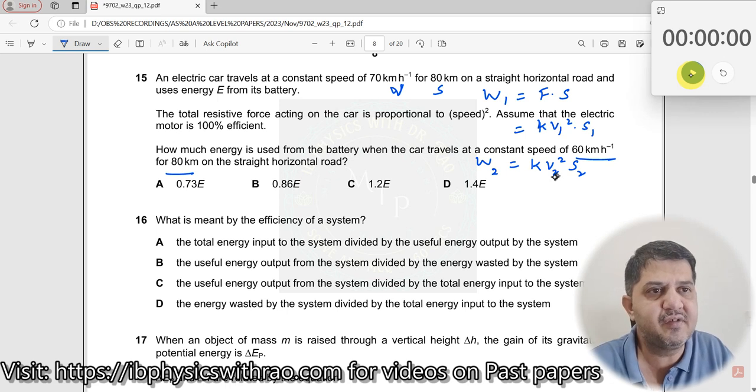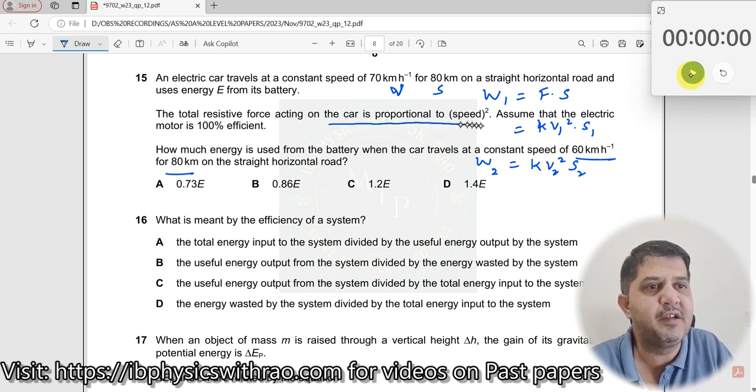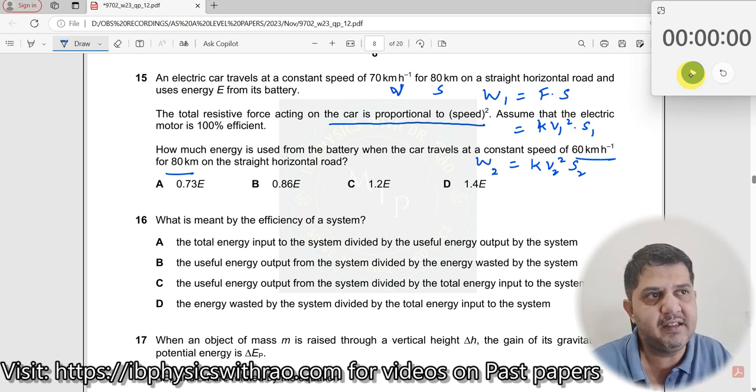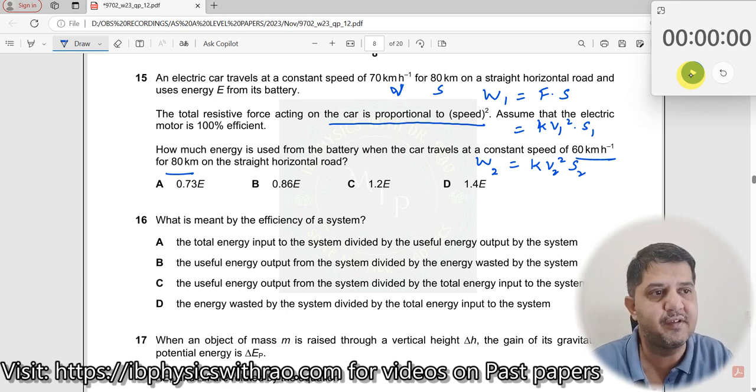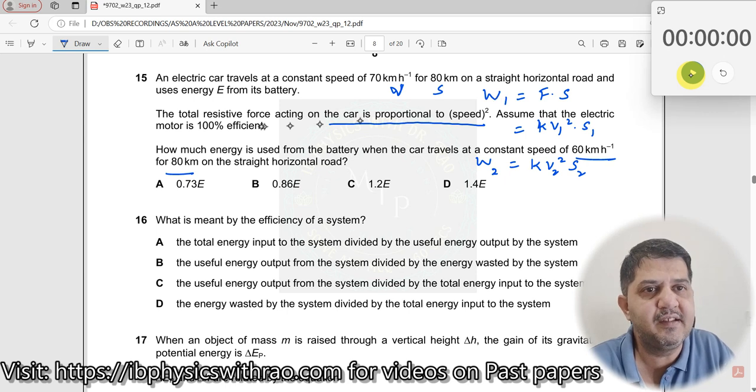Why are this V1 square and V2 square coming? It is coming from here, because what is this F? F is not the force on the engine. It is nothing but the force acting on the car due to the resistive force, right? So, therefore, you get something like this. Now, what is he asking? W1 is already said to use the energy E. Work done is nothing but energy, so I can write this as E over here.